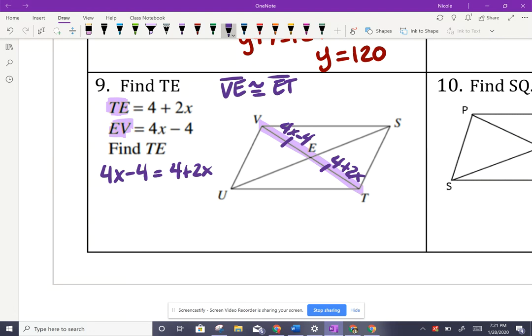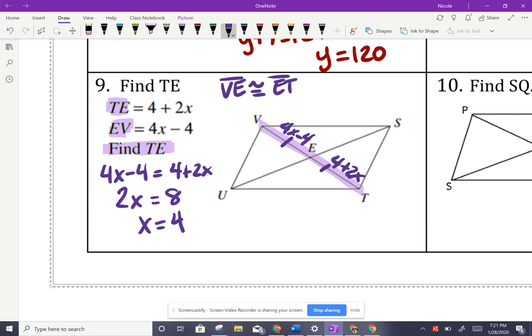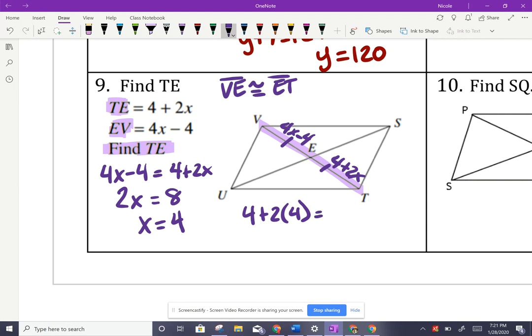We're going to shift things over and combine like terms. You get 2x equals 8. So x has to equal 4. Now, go back, read your question. Find TE. Plug it in. So TE is being represented by 4 plus 2 times 4. 2 times 4 is 8. 8 plus 4 is 12. So TE is 12.